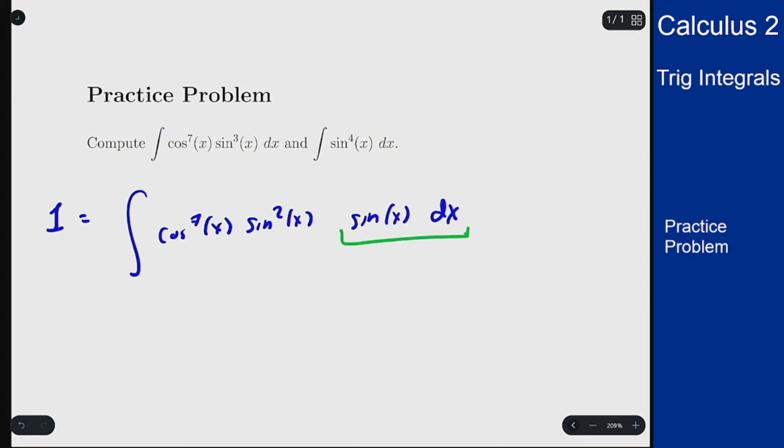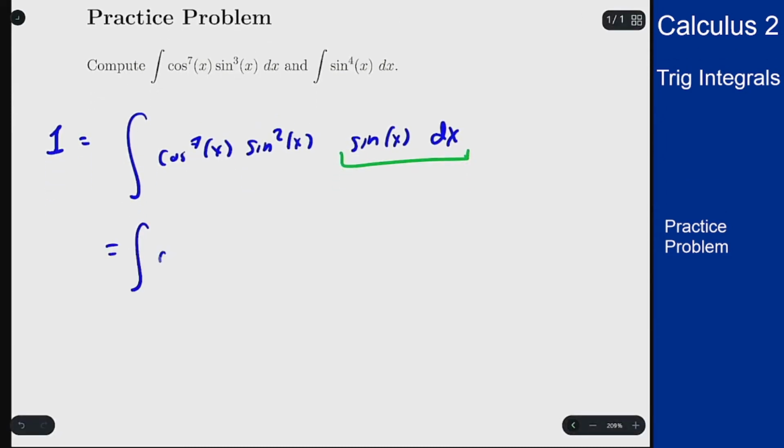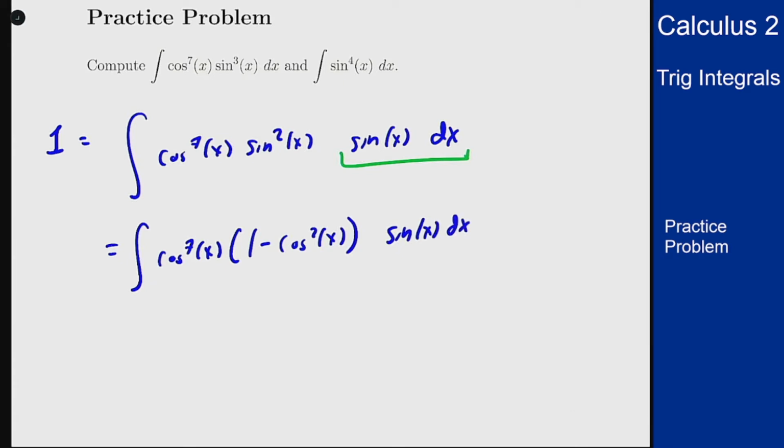I'll convert the sine squared into cosine squared using Pythagorean identities. So this will become an integral of cosine to the 7th of x times 1 minus cosine squared of x, and then a sine of x dx. So I can now make my substitution. u is cosine of x, and du is sine of x dx with the minus sign.